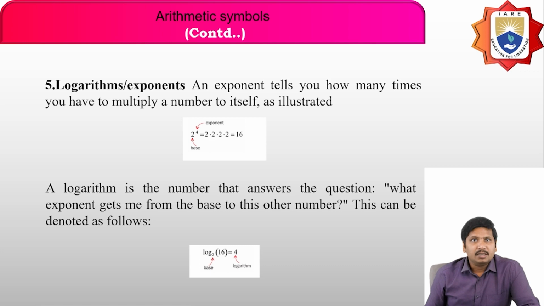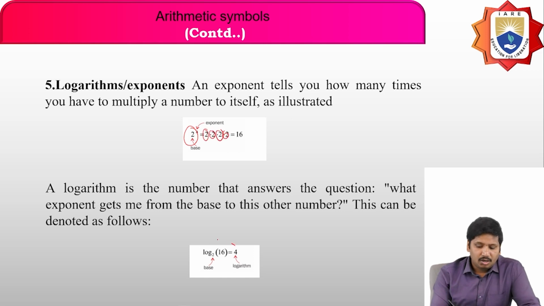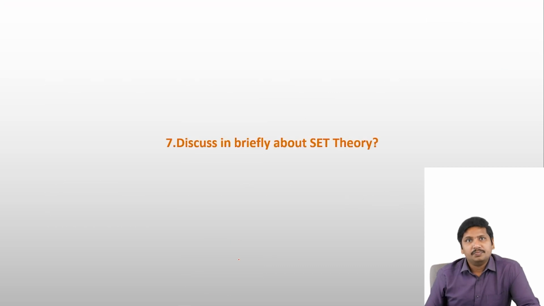And the next one is logarithms and exponents. An exponent tells you how many times you have to multiply the number by itself. Suppose 2 power 4. So 4 is the exponent here, so that many times the number is repeated. And logarithmic, so here this is the base value and this is the logarithmic value.